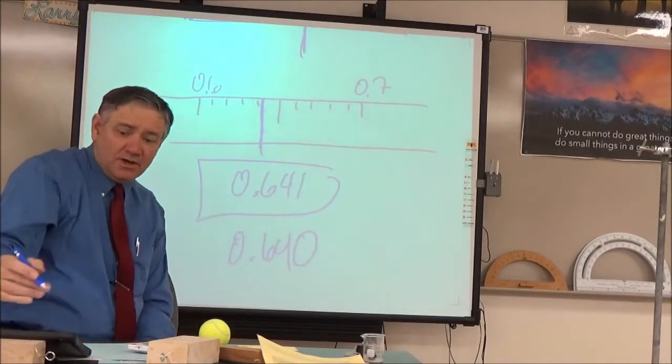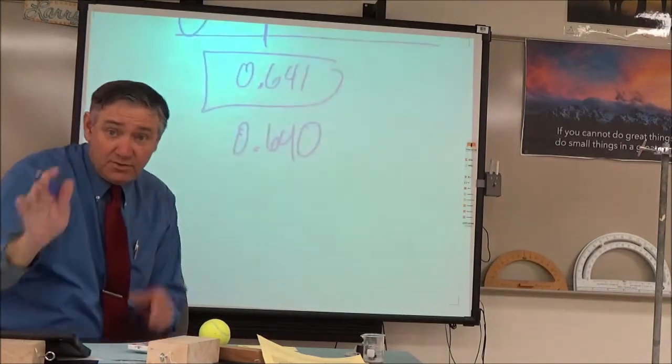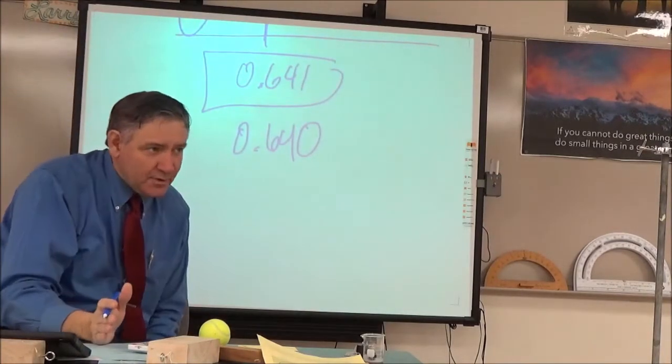Now, if it had been exactly 0.6, let's say you have the one that has all those divisions on it, and it's exactly at 0.6.